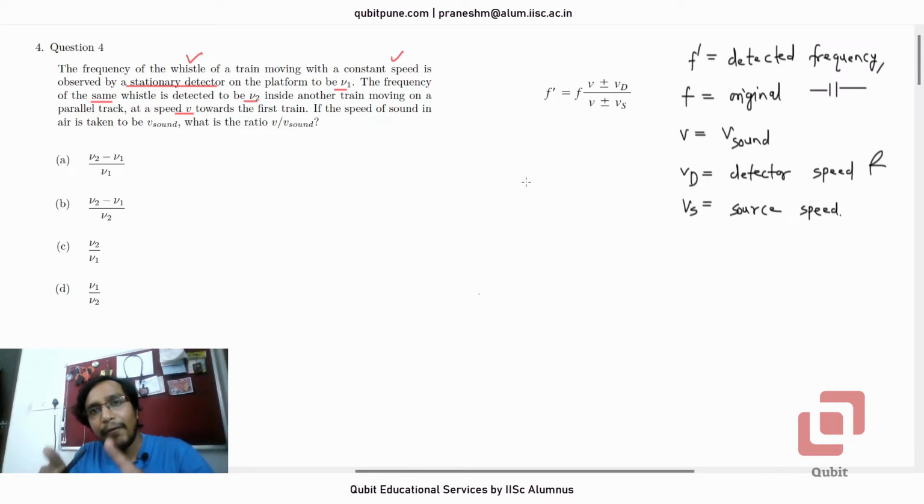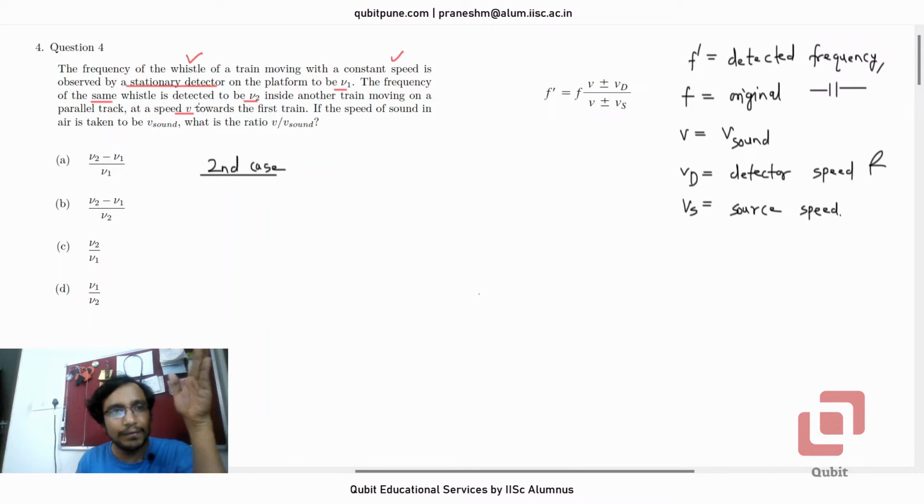Now, we have to apply the same formula to solve question number 4. We have to apply the same formula twice now. Okay, let us first consider the second case, where they say that the frequency of the same whistle is detected to be nu2 inside another train moving on a parallel track at a speed v towards the first train.